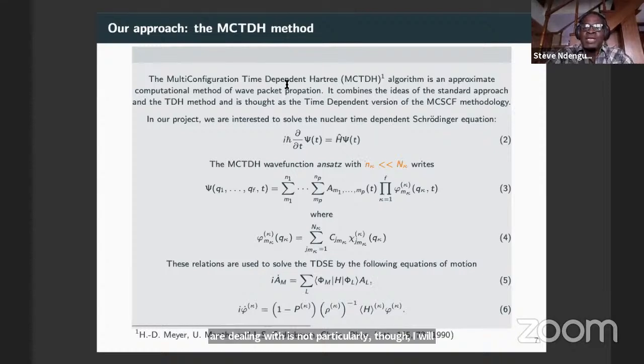The method that we are using is called multi-configuration time-dependent Hartree, MCTDH. Some people may know about it, others don't. It's a time-dependent version of the MCSCF method, for those who are well-versed in quantum chemistry. More or less the idea is the following. You have your time-dependent wave packet that you want to follow through time, and you express that wave packet in a time-dependent basis. At each time step, as the wave packet is moving, the basis onto which it's expressed is optimized.